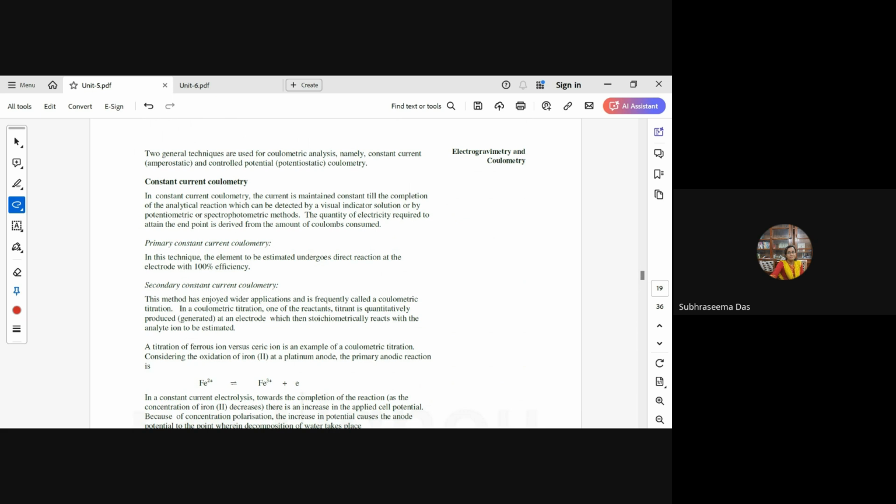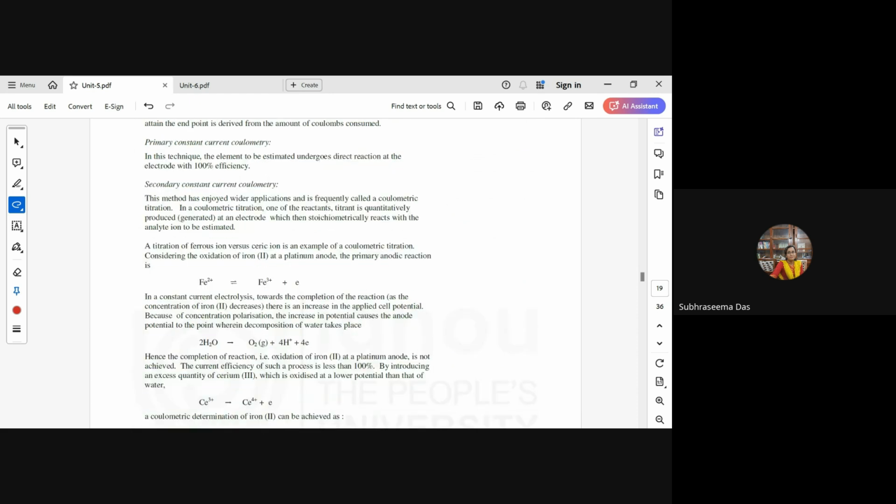So in primary constant current coulometry, the element to be estimated undergoes direct reaction at the electrode with 100% efficiency. Secondary constant current coulometry has a wider application, and here one of the reactants is generated at an electrode, which then reacts with the analyte ion to be estimated. A titration of ferrous ion versus ceric ion is an example of a coulometric titration.